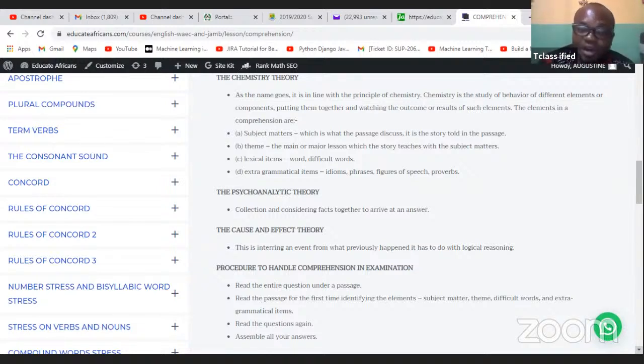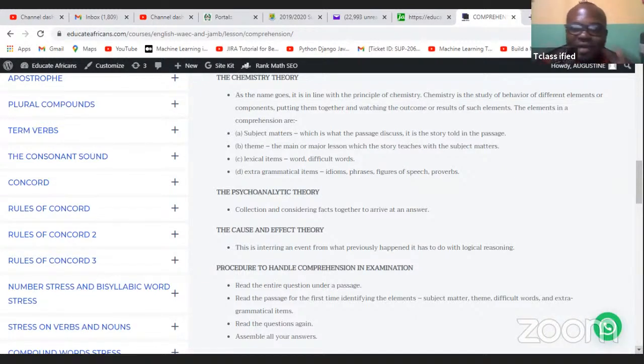If you know the theme of a comprehension, when you see the options that you have in your answers, you'll be able to pick out the one that is closely related to the theme. If you know the subject matter of the comprehension, when you check out the options in the questions following the comprehension, you'll be able to locate the answer easily.